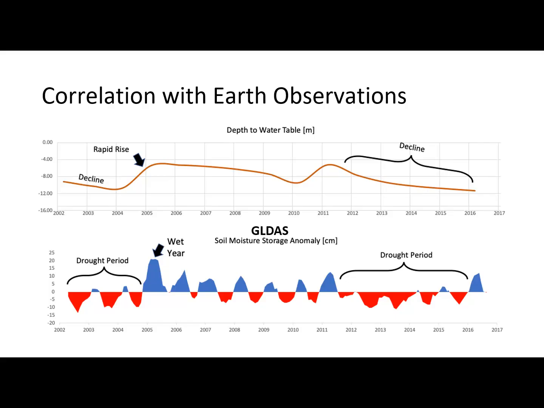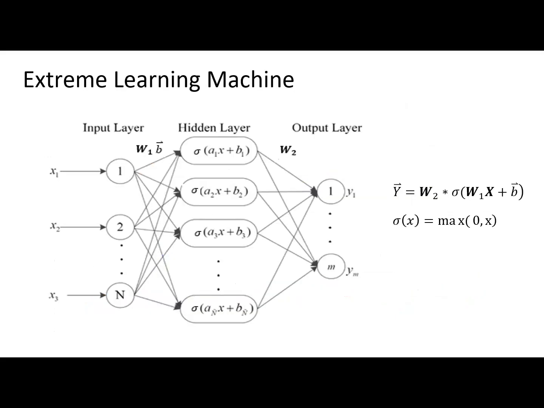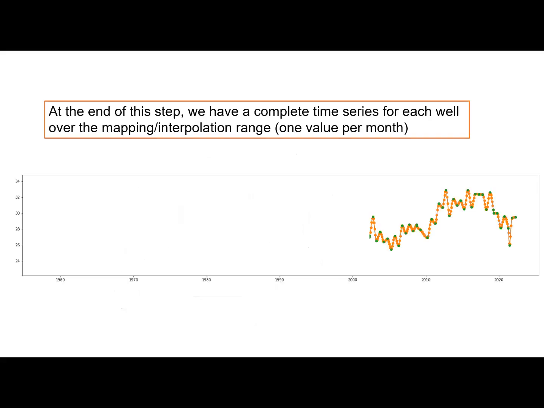So if we can look at correlations between something like soil moisture and the water level in a well, then we can use that to help infer what happened when we don't have measurements. And so what we do is we use a machine learning algorithm to find those correlations between the water levels and the wet and dry periods, the soil moisture. And then we use that to infer what's happening when we don't have data.